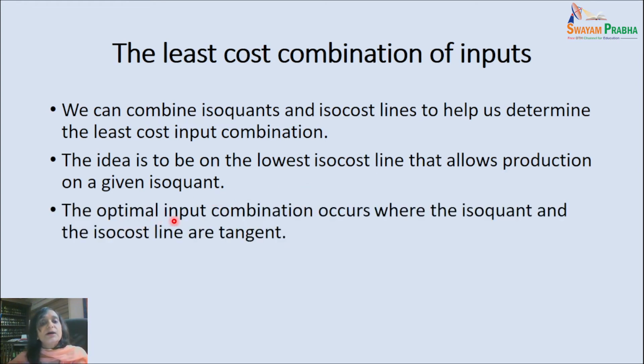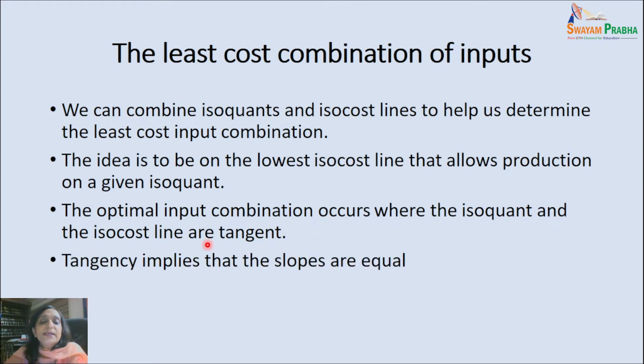And where does this combination take place? It occurs where the isoquant and isocost lines become tangent to each other. That is, the isocost line, which is downward sloping, touches the given isoquant curve. The point where they become tangent is called the optimum input combination, or for the firm, that is the right point, where it is producing the desired level of output, as well as the cost it is incurring on labor and capital is also the minimum.